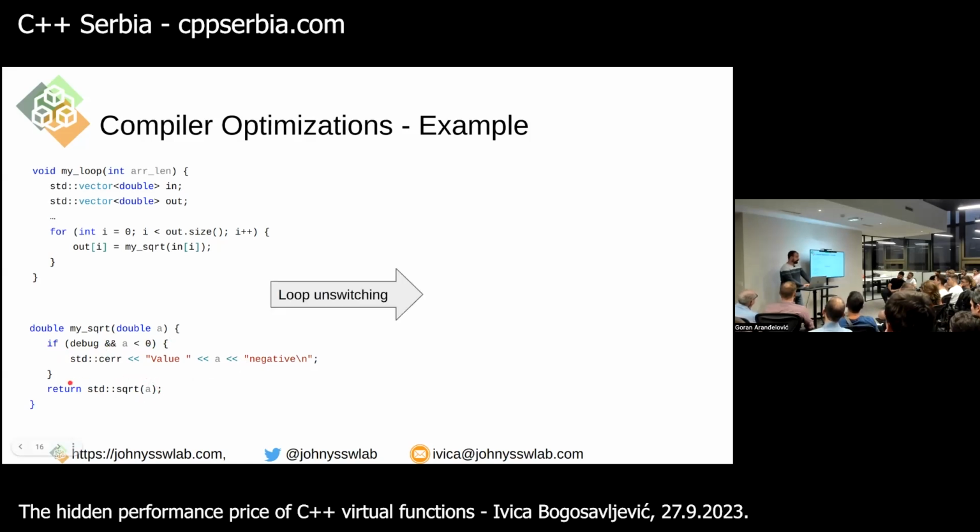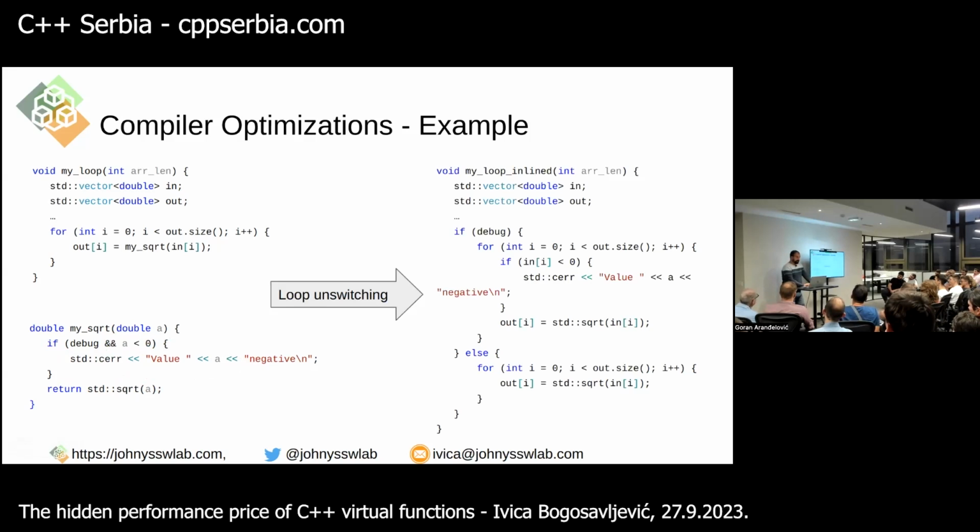And now the compiler does its magic. It's called loop unswitching. It's a compiler optimization technique. What it does is inline this call here, and it figures out that this debug doesn't change its value while the loop is executing. And now it removes the debug check outside of the loop and creates two loops.